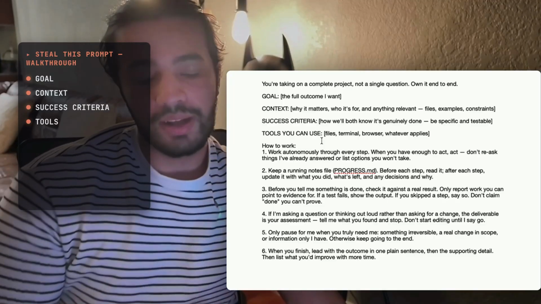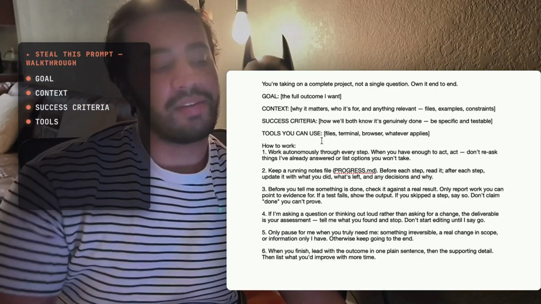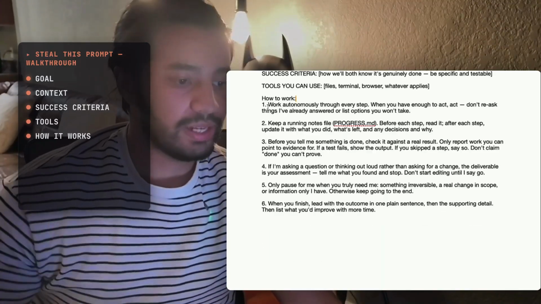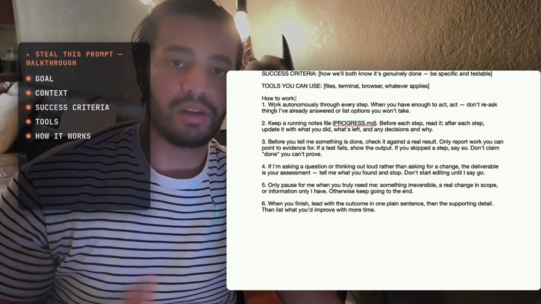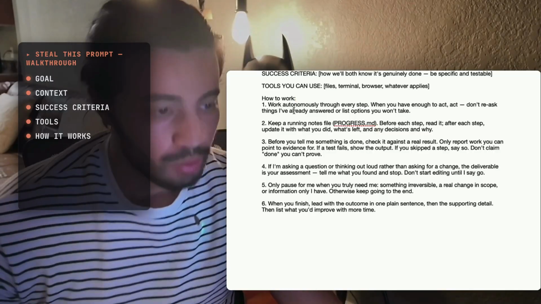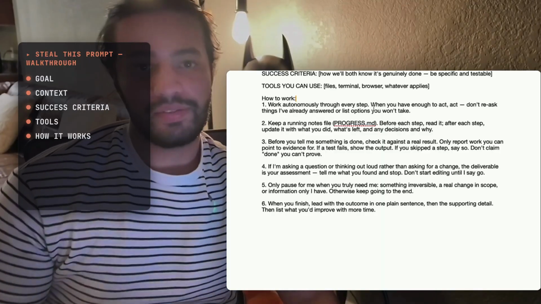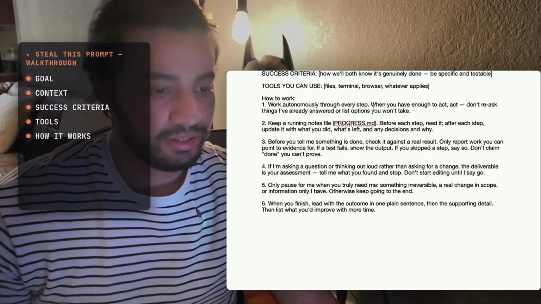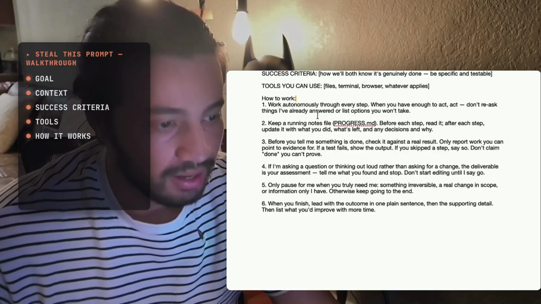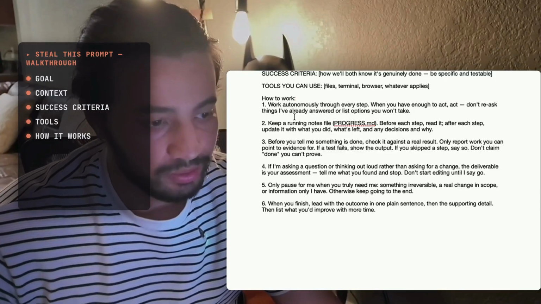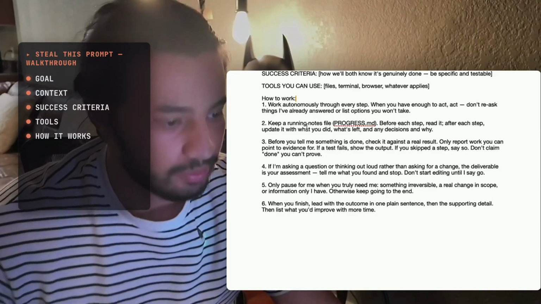We then proceed to clarifying what tools it can use. So can it access your files? Can it run bash commands? Does it have control over your Chrome, for example? Whatever applies. Next up, we tell it how to work. So this encompasses all the concepts that we've covered before. We tell it to work autonomously through every single step. And when it has enough information to act, it should act. So it doesn't have to re-ask things that we've already answered in the past, or list any useless options that we obviously would not take.